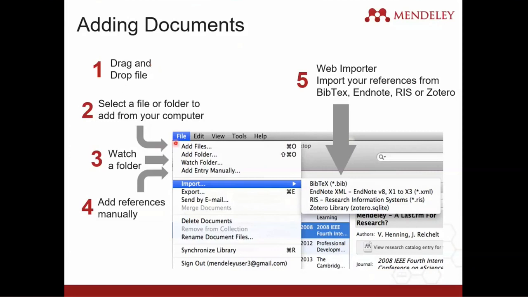From the file menu you can choose to add a file or folder from your computer, or choose Watch a folder. A watch folder is a folder or multiple folders that you can define on your computer to keep an eye on. What this means is that whenever a new PDF is added to this folder, Mendeley will automatically know that it is new and import it for you.